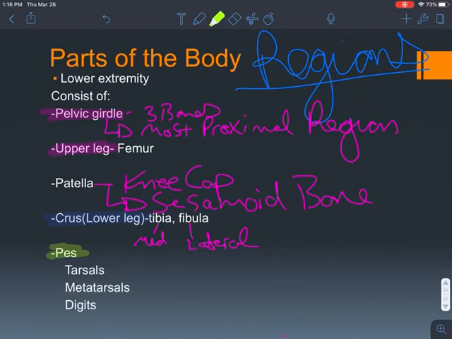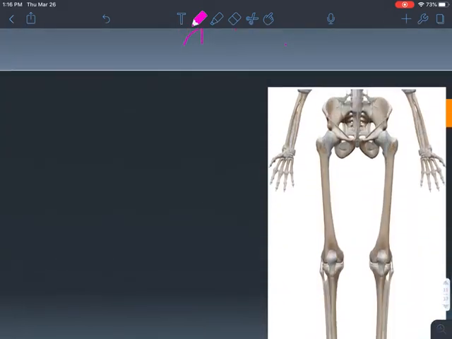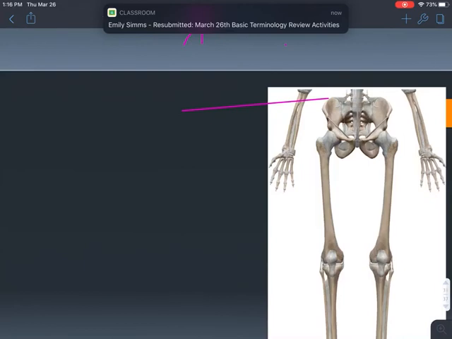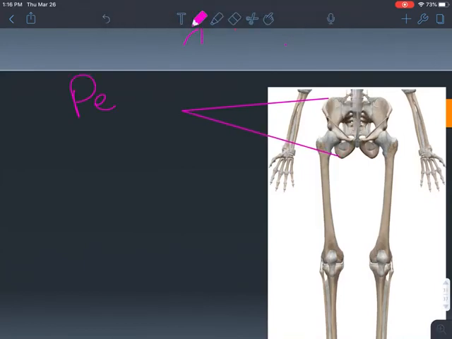So your manus, you have carpals, metacarpals, and phalanges, and then your pes, you have tarsals, metatarsals, and phalanges. So we have 7, 5, and then phalanges, 14. Okay, so you have pelvic region.